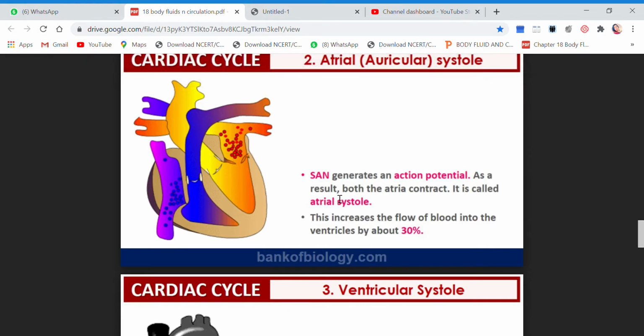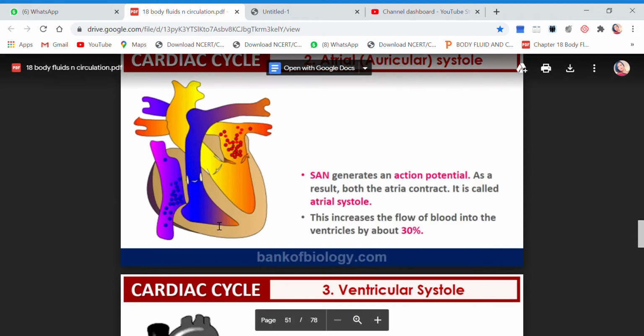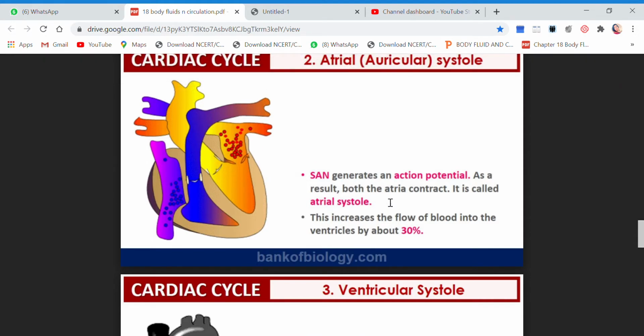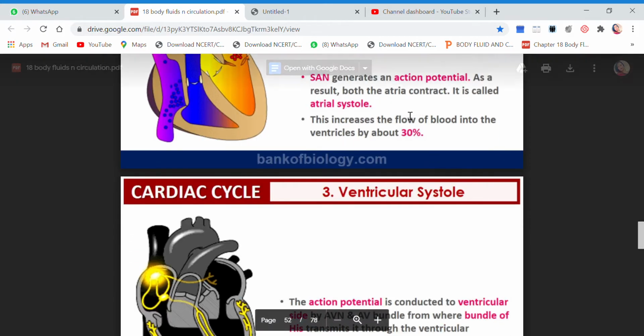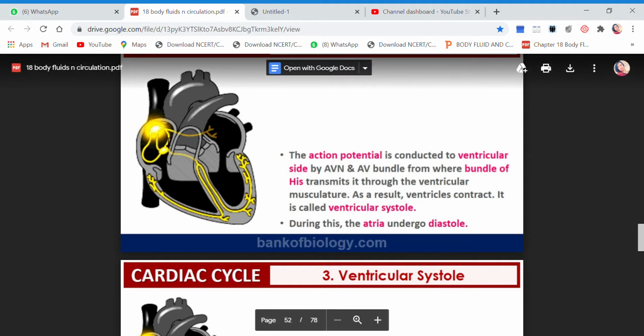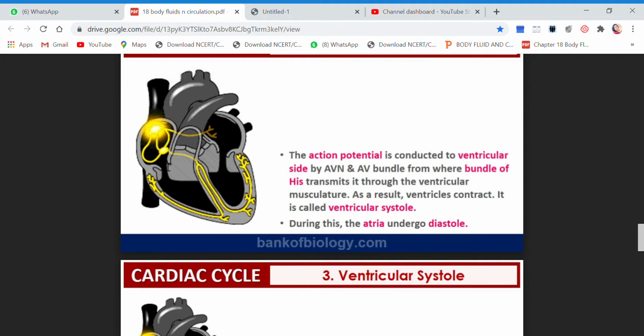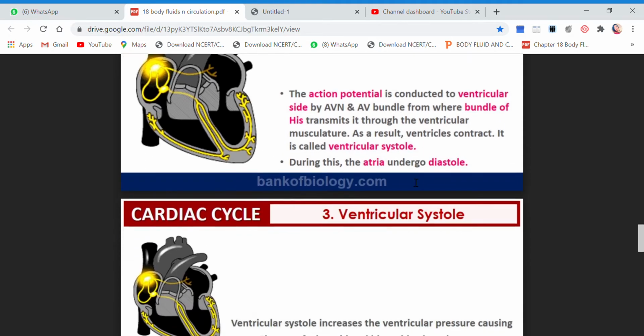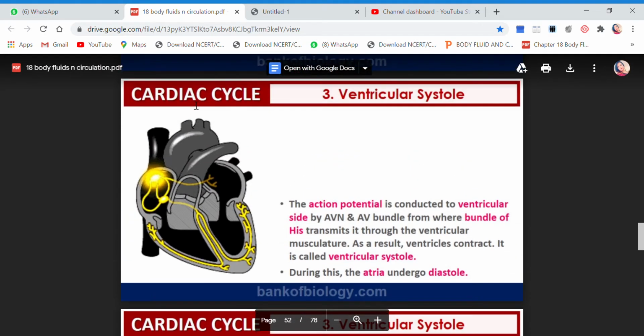As a result, both atria will contract, and it is called atrial systole. The blood was already moving into the ventricles, but due to the contraction of the auricles, the blood flow will increase by 30%. I have already told you. Then the action potential from the SAN will be conducted to the AVN, then from the AVN to the AV bundle, and from the AV bundle to the bundle of His and Purkinje fibers. That means the action has reached the ventricles now, and ventricular systole will occur, that is the ventricles will contract.